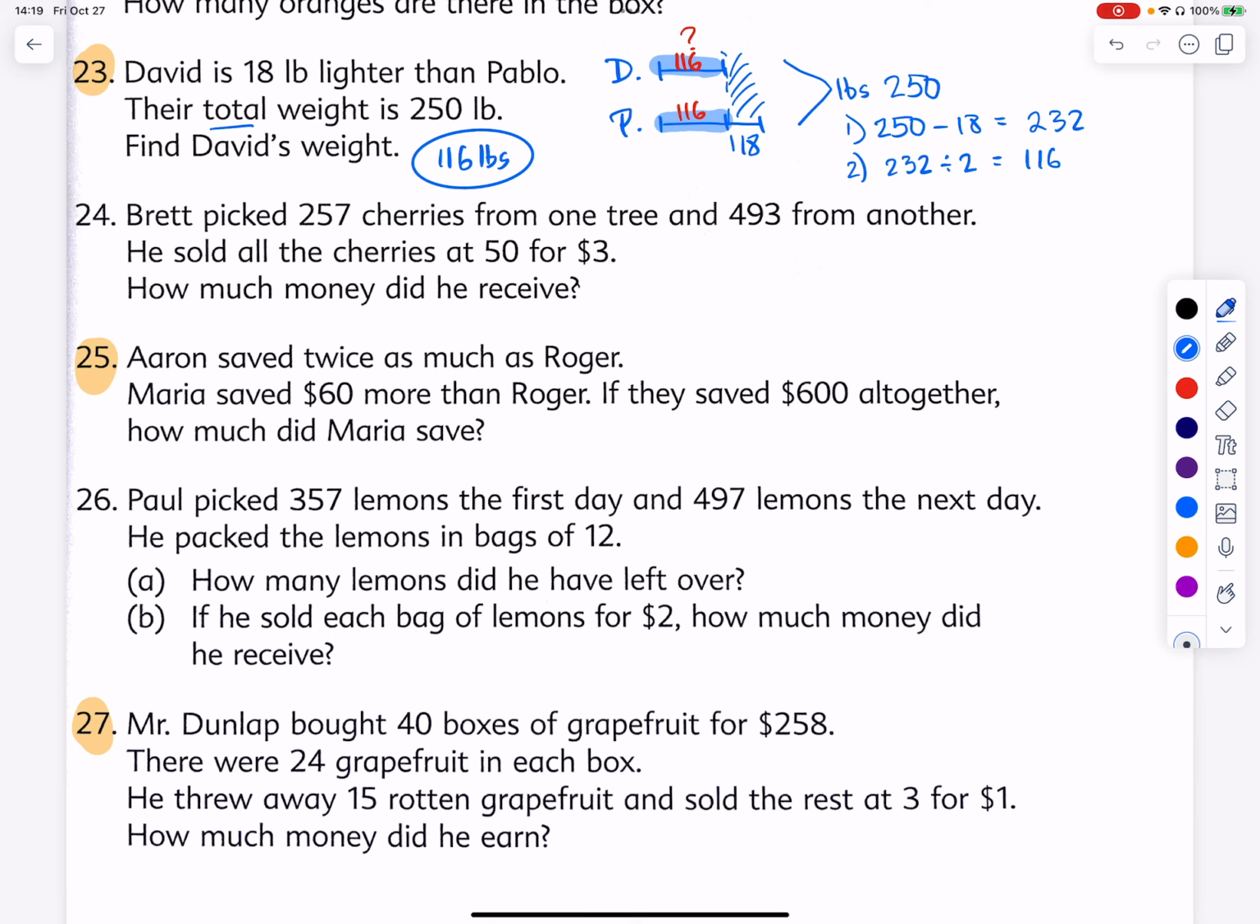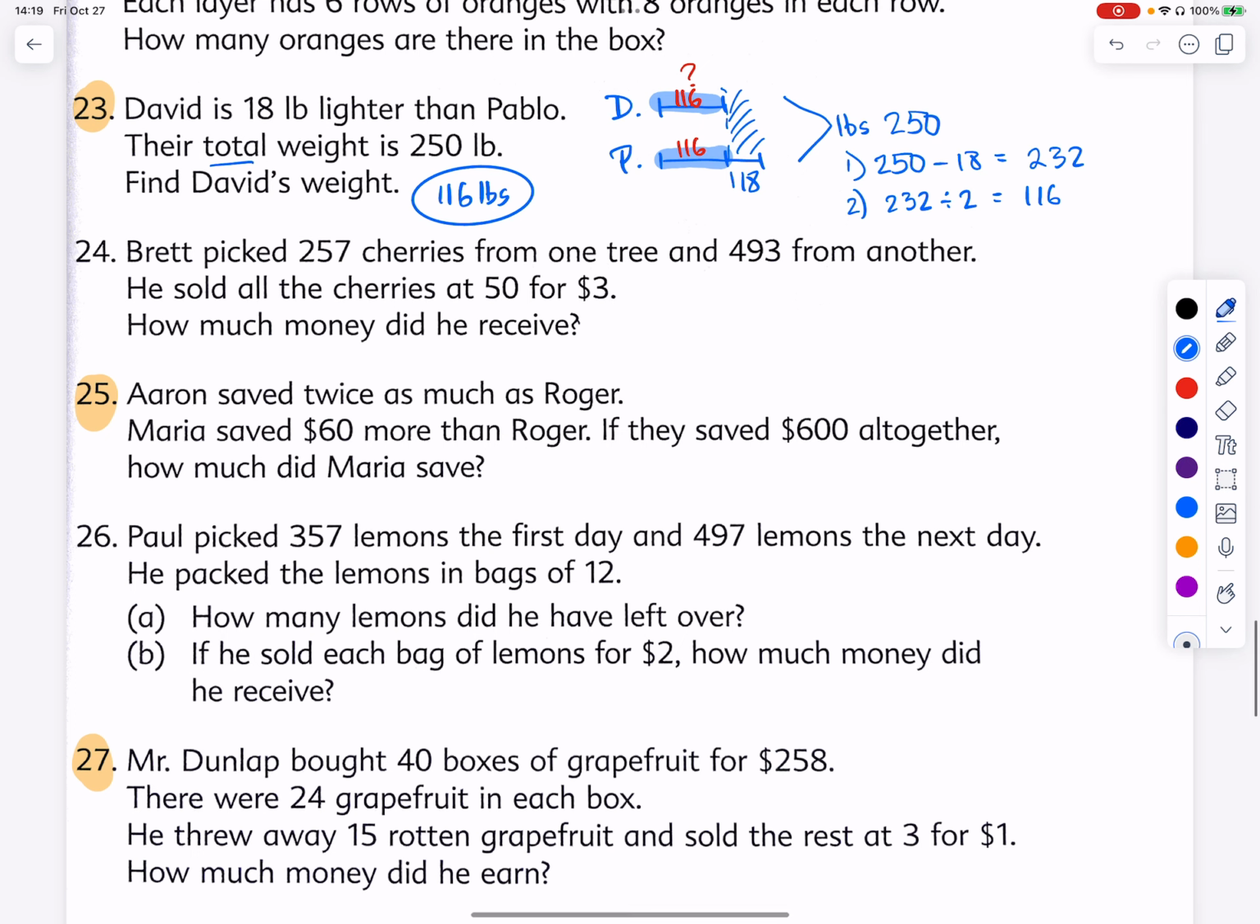Beautiful, beautiful. Number 25. I keep reading. The problem is about Aaron. Aaron saved twice as much as Roger. First question, can we answer who and what? Of course we can. Reading comprehension. Who is the problem talking about? A for Aaron and R for Roger. Oh, but I'm not finished. Miss Natasha should keep reading.